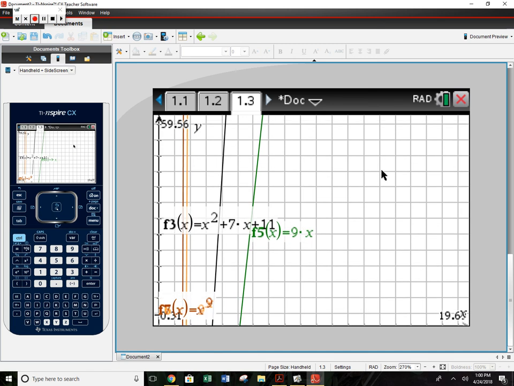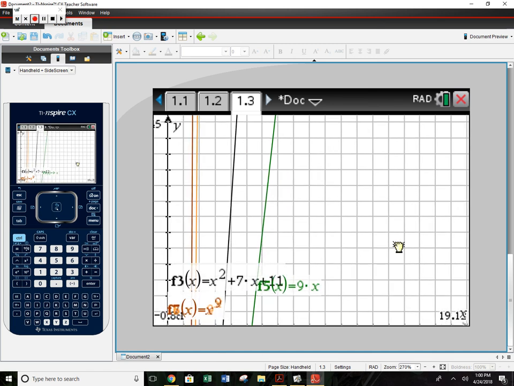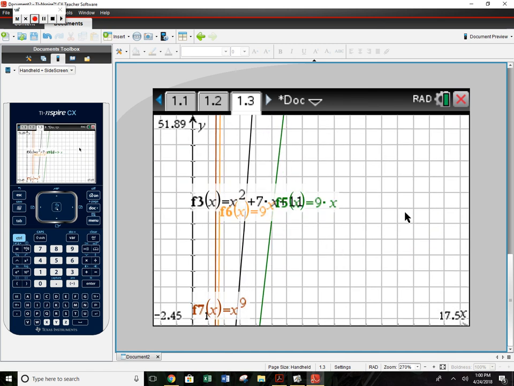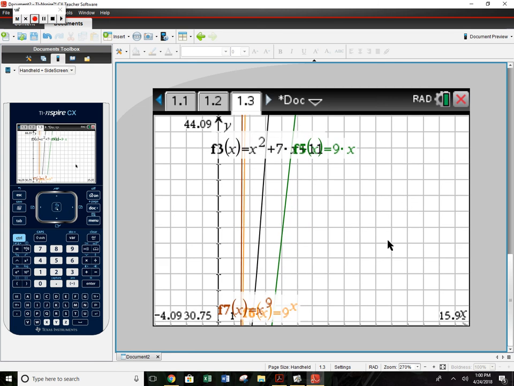Which one are you digging? None of them? The old brown guy?